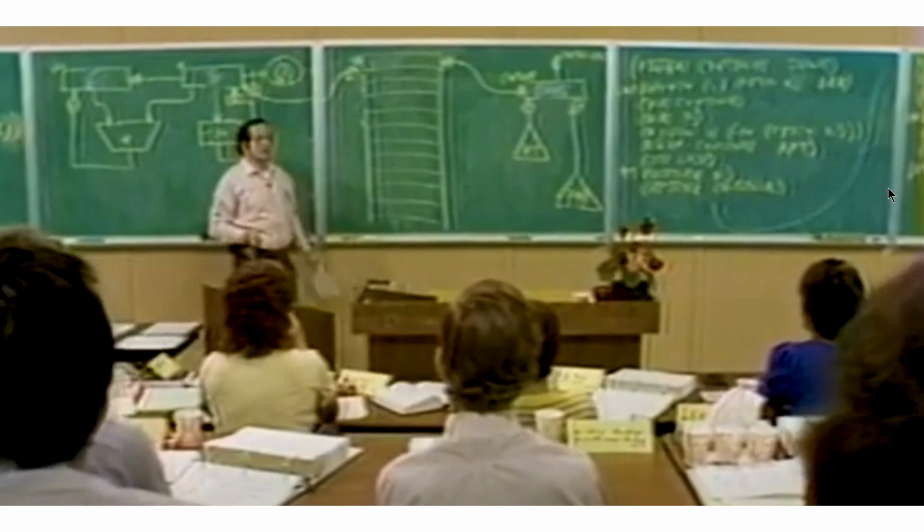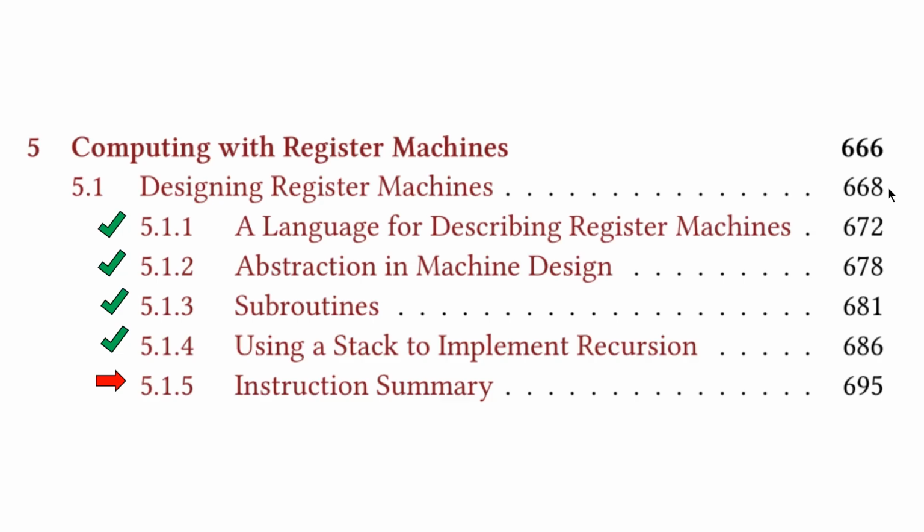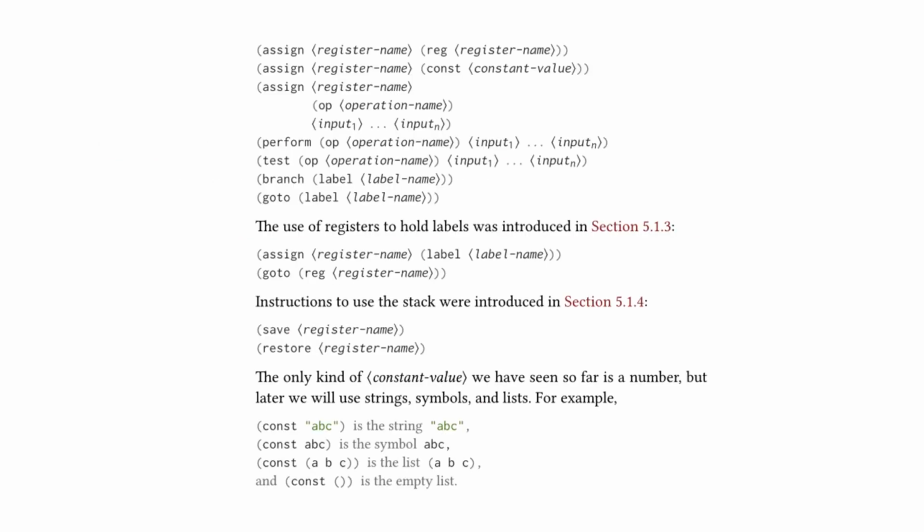And last but not least is our final section, which is 5.1.5, instruction summary. This is just a single page, which basically summarizes what we learned and got introduced to in 5.1.2. It's just all the different instructions. So we have assign, perform, test, branch, go to, and then save, restore. And it also introduces how to set up const values.